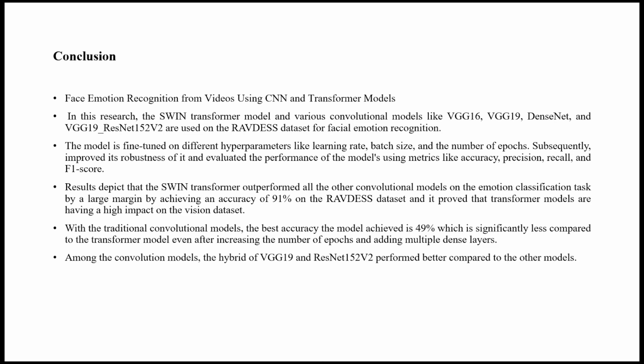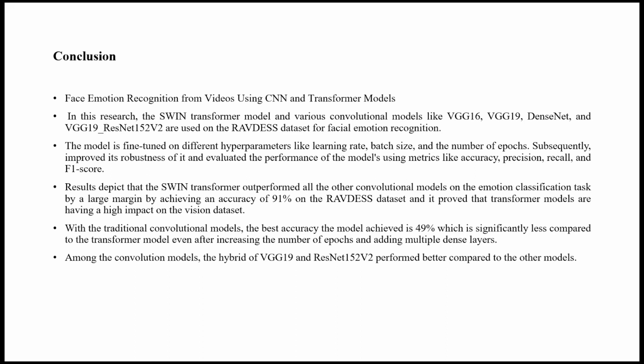If you look at the results, it is very clear that the Swin transformer outperformed all the other convolution models on the emotion classification task by a large margin. With the transformer, we achieved 91% accuracy, but with the convolution models, the best we were able to achieve was 49%. So it's like a two-fold increase in accuracy. It is also very clear that transformer models have a very high impact on vision data sets.